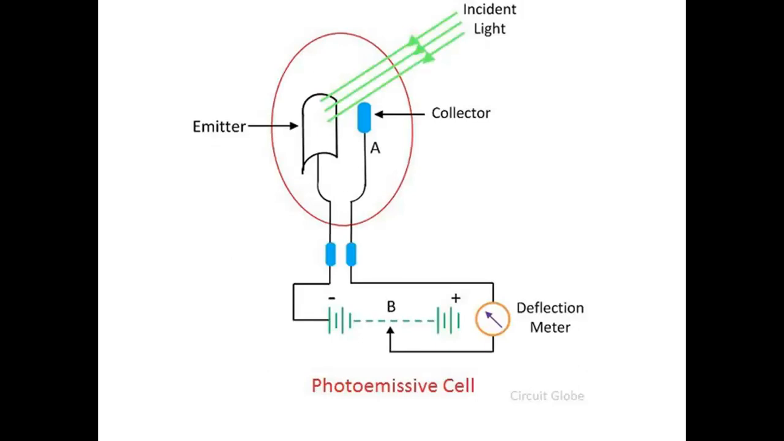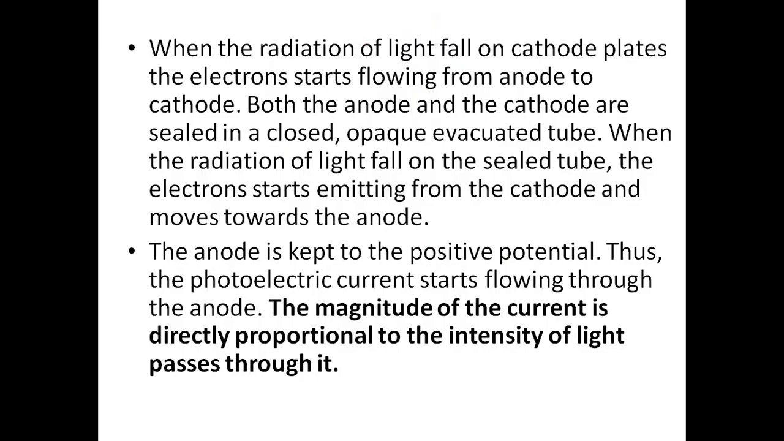The phototube consists of a vacuum tube housed in glass or quartz containing two electrodes, one named the cathode and the other the anode. The cathode has a curved surface, whereas the anode has a slender rod. The cathode is made up of a photoemissive material, so when light strikes the cathode, it emits electrons. When the radiation of light falls on the cathode plate, current starts flowing from anode to cathode.